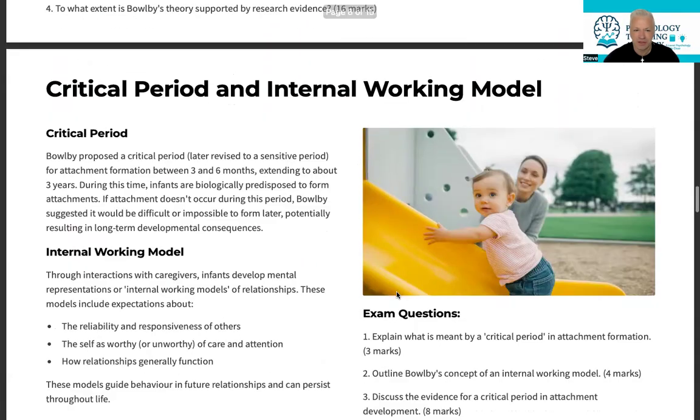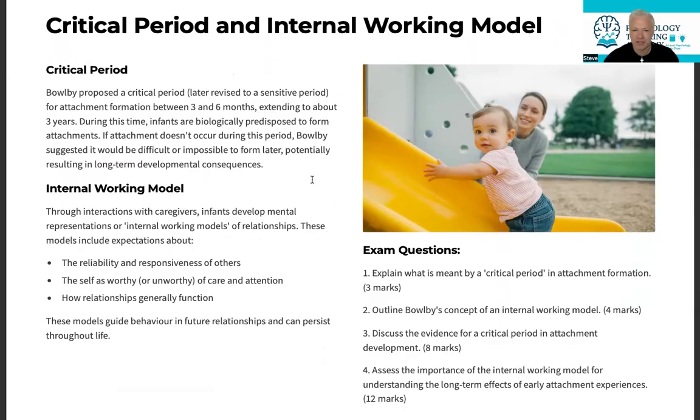Critical period and the internal working model. So the critical period is the time frame where attachments need to form. So Bowlby proposed a critical period, which he later called a sensitive period, between 3 and 6 months, extending to about 3 years. So it's a bit of a longer process compared to some other animals. During that time, the infants are biologically predisposed to form attachments. And if it doesn't occur, Bowlby argued that it could have severe, irreversible consequences emotionally, socially, and psychologically.